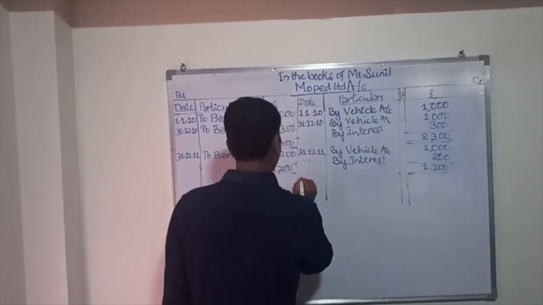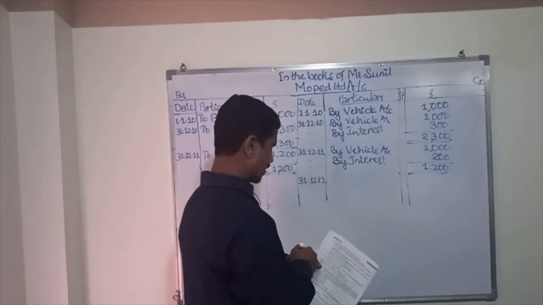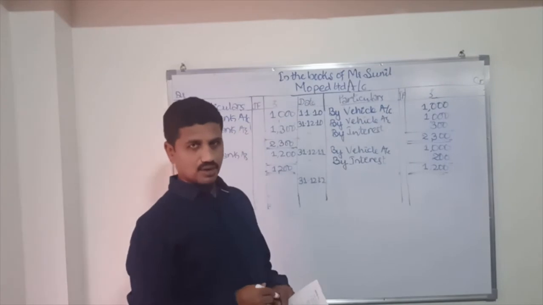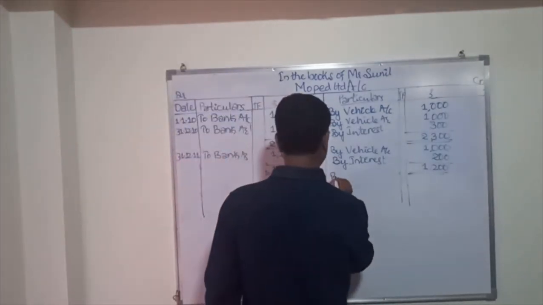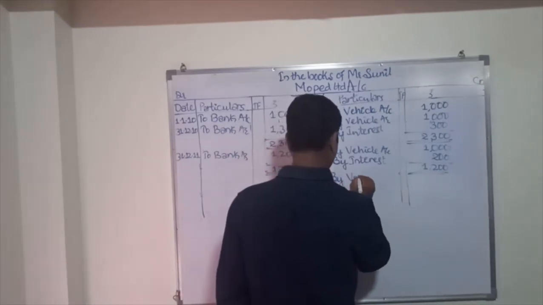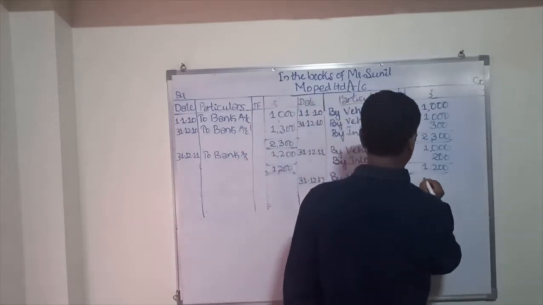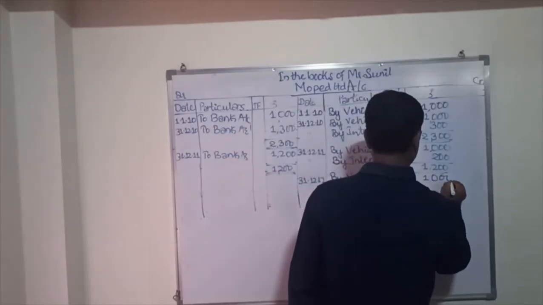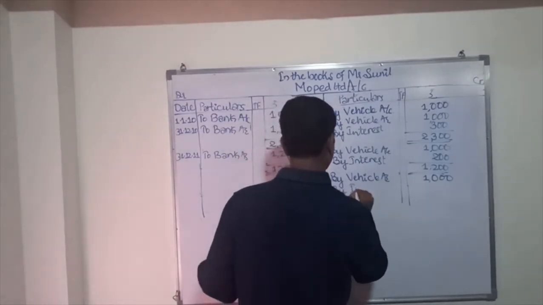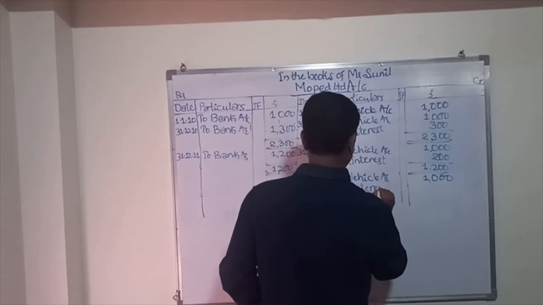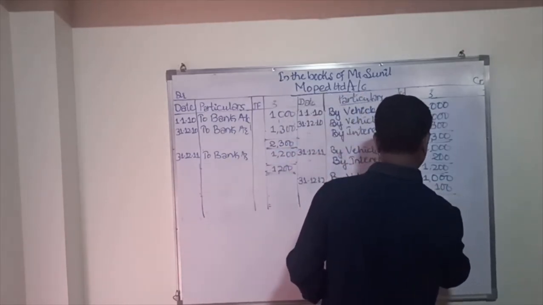Then the final installment becomes due on 31st 12 2012. Then the entry will be vehicle account debit, interest account debit to Moped Limited. So Moped Limited is credited by vehicle account, that is 1000 rupees. Then by interest, so 100 rupees. So it is 1100.